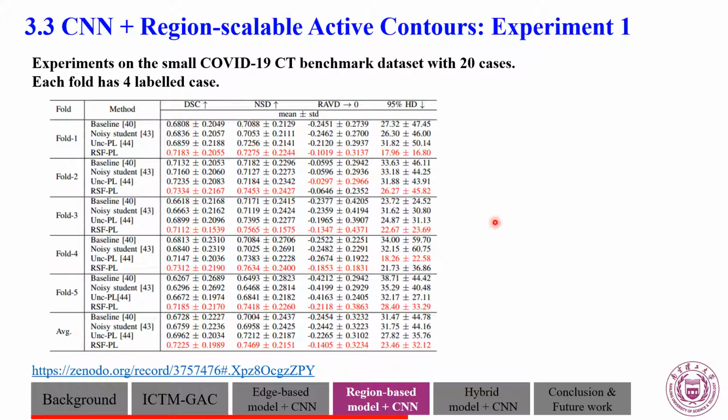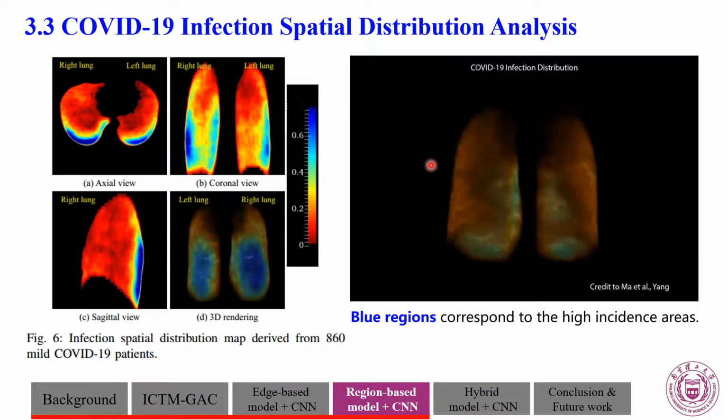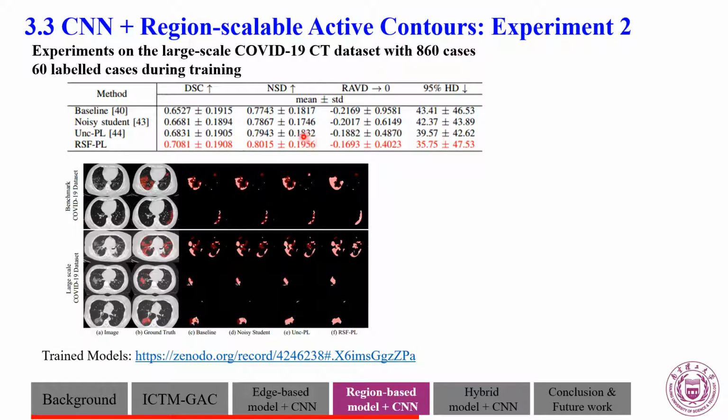We apply the proposed method on a small COVID-19 CT benchmark dataset with 20 cases and a large-scale COVID-19 CT dataset with 860 cases, and compare with 2 popular pseudo-label-based semi-supervised segmentation methods. The proposed method outperforms the other methods in all metrics. From the visualized examples, many heterogeneous regions are segmented by our method, and more accurate edges and contours are obtained.